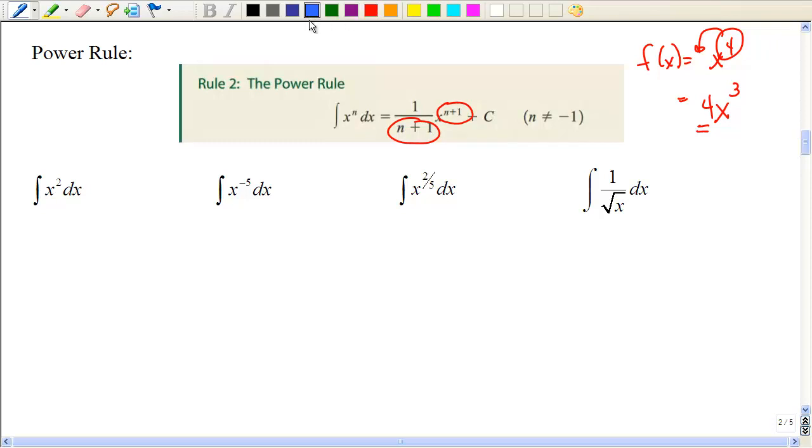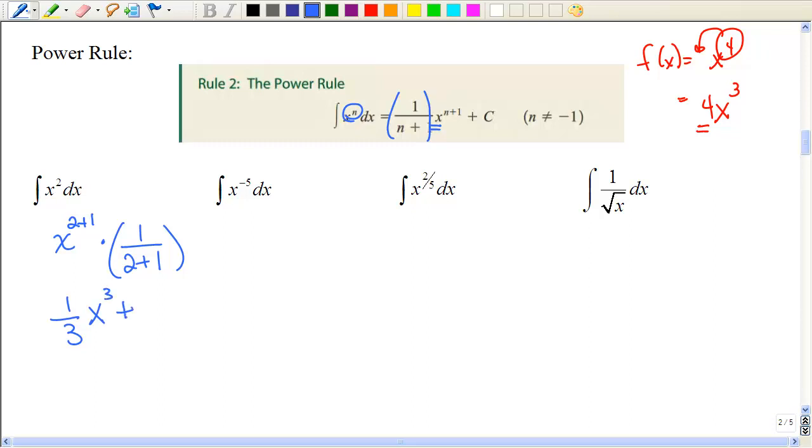All right, so let's look at this. As we look at what this rule says, we need to take the variable, which is x, and raise it to one more power than what we started out with, so that'd be 2 plus 1, and then we need to multiply it by 1 over 2 plus 1. Let me write that a little bit better. So that's 1/3 x to the third power plus that all-important c.